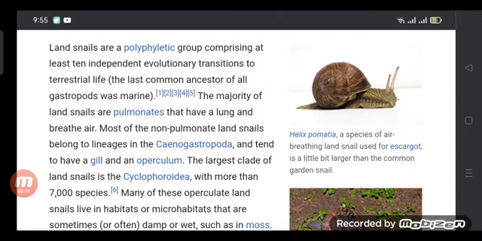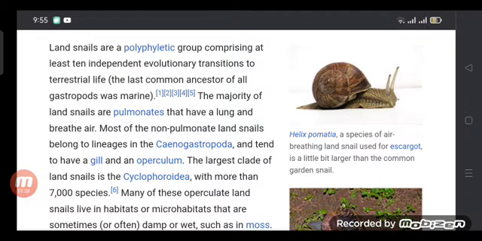Land snails are a polyphyletic group comprising at least 10 independent evolutionary transitions to terrestrial life. The last common ancestor of all gastropods was marine. The majority of land snails are pulmonates that have a lung and breathe air.